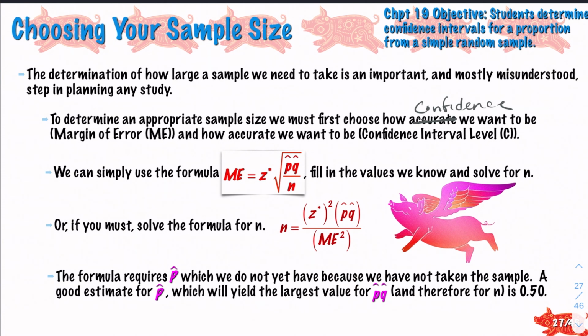So the formula requires p hat, which we do not yet have because we have not taken the sample. A good estimate for p hat is one that will yield the largest value for p hat q hat. Think about it for a second. What would give you the largest number of p times q? Well, it's got to be 0.5.